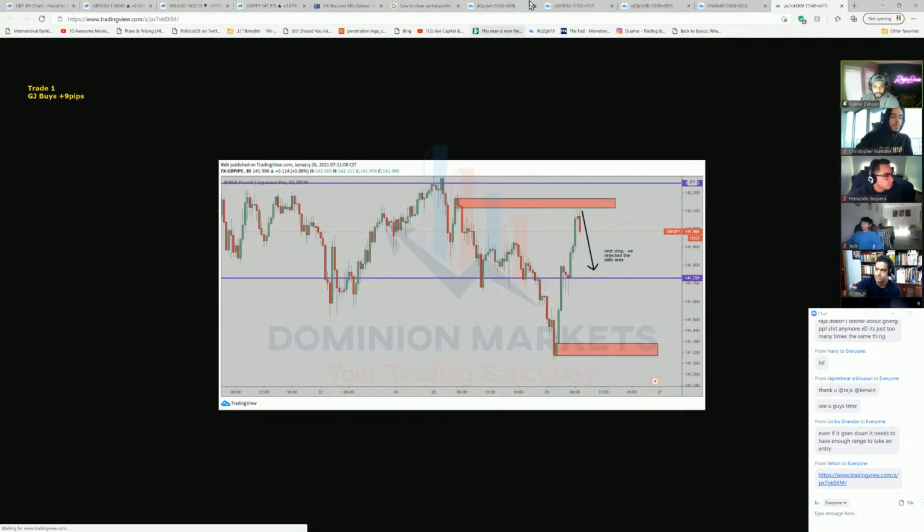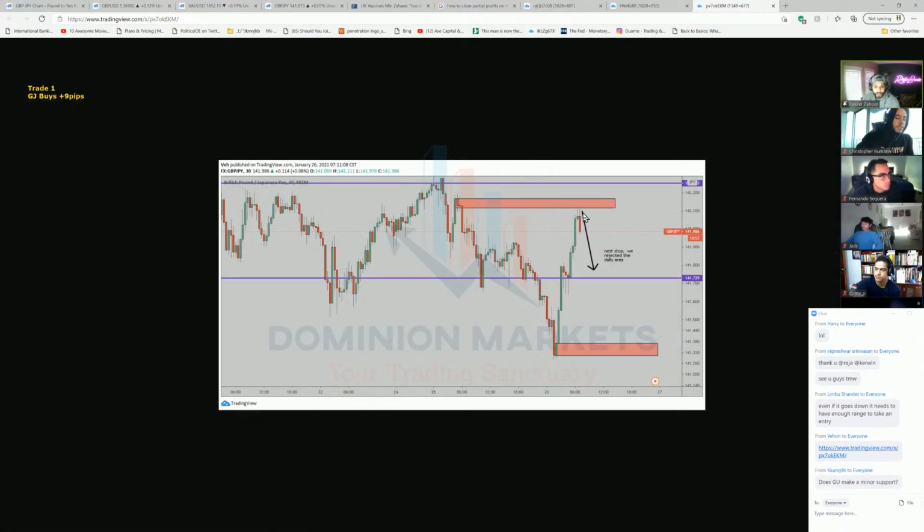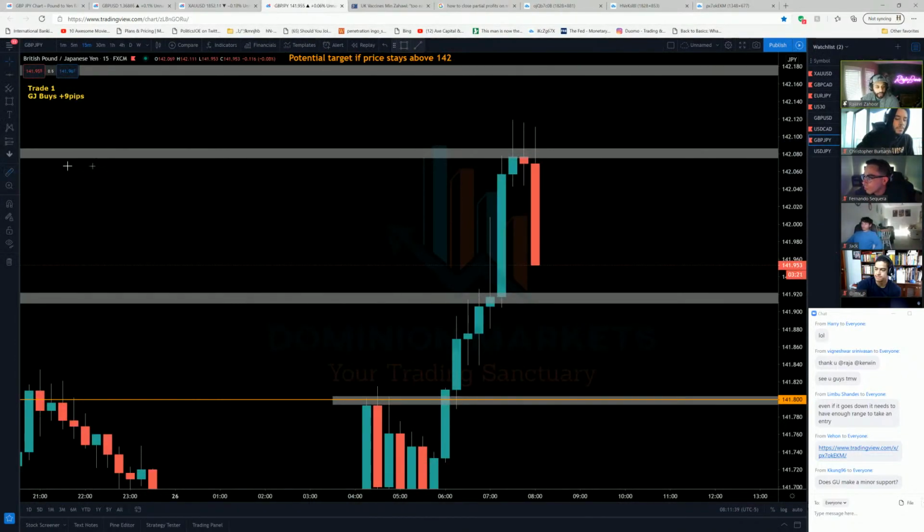All right, let's take a look at this chart over here. Pound yen, 30-minute. Next stop, we rejected the daily area over there, and now it looks like we're continuing down. Oh wow, look at that thing. Continued moving down over here. Straight rejection.